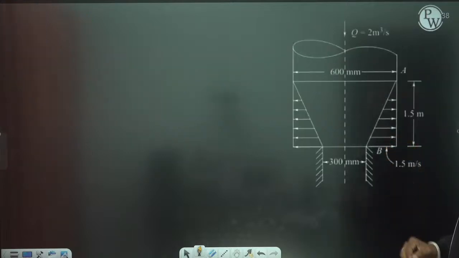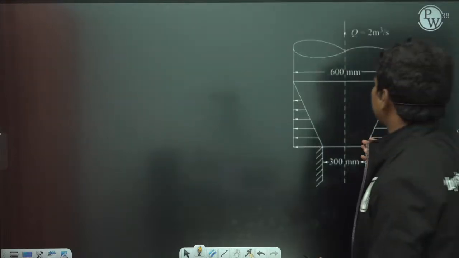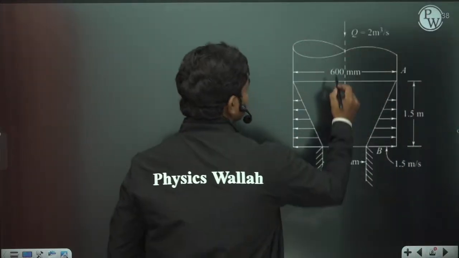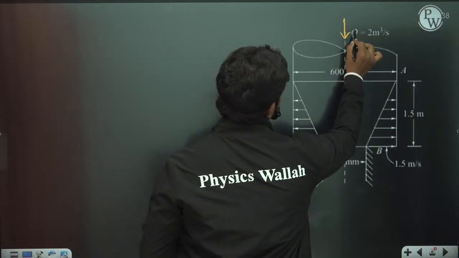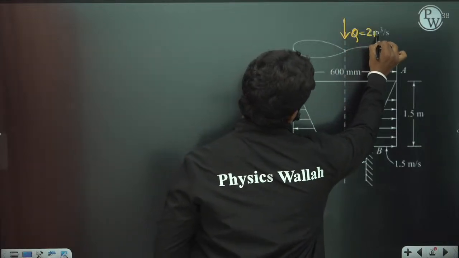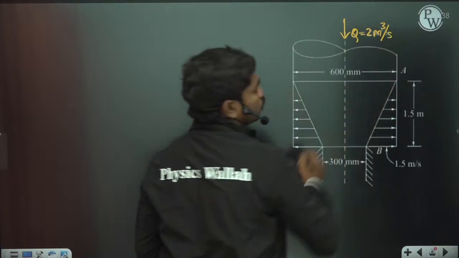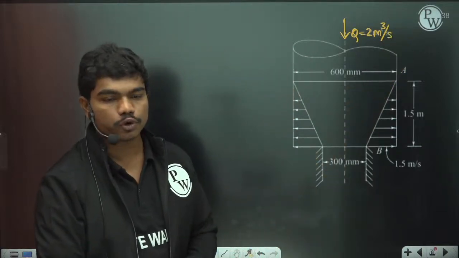So here is the figure. I think it is a bit light, but I hope you can understand this. Q at this location is equal to 2 meter cube per second.